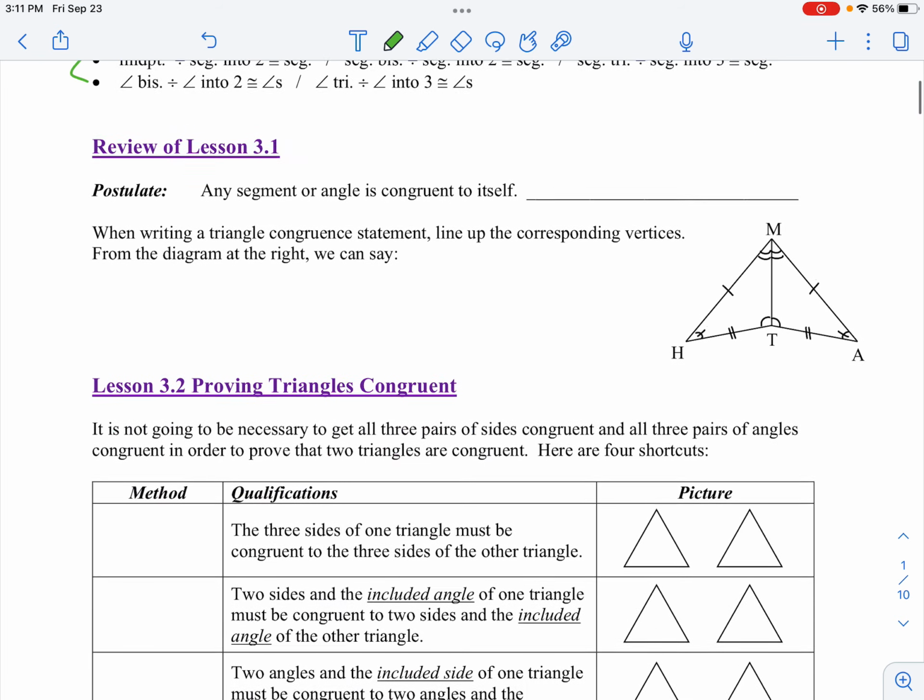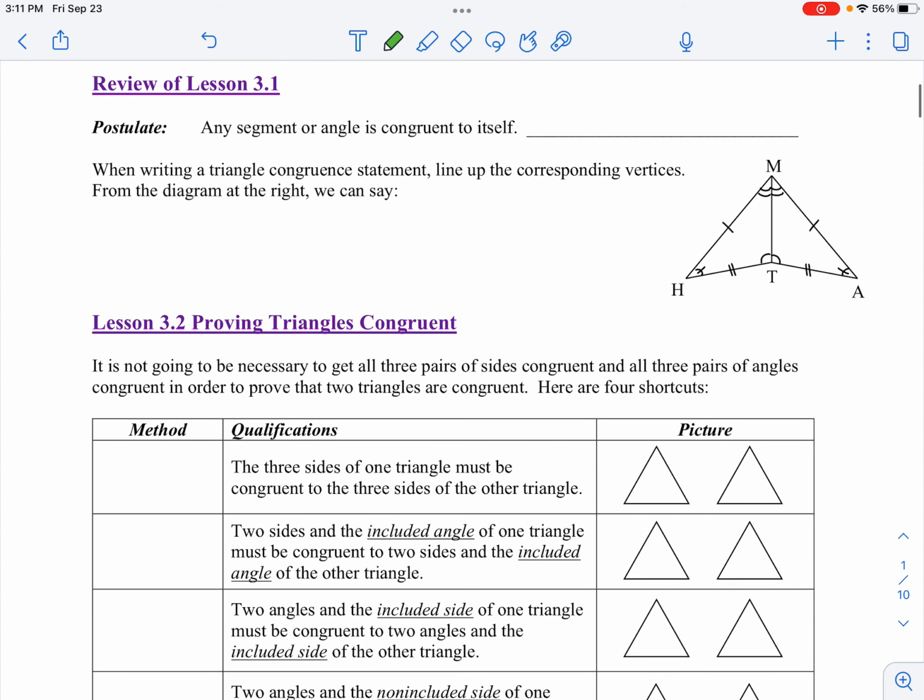All right, so here's a couple things that you saw in lesson 3.1. You had a postulate that says any segment or angle is congruent to itself. You know that better as the reflexive property. And so if it seemed weird or useless yesterday, I hope it makes more sense today. So this current picture already has lots of tick marks on it, and we're going to add one more set right here and say that segment MT is congruent to segment MT by reflexive property.